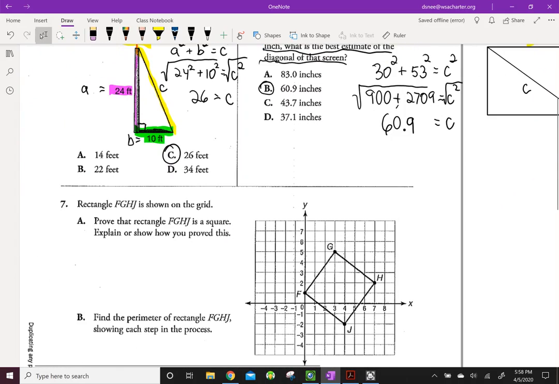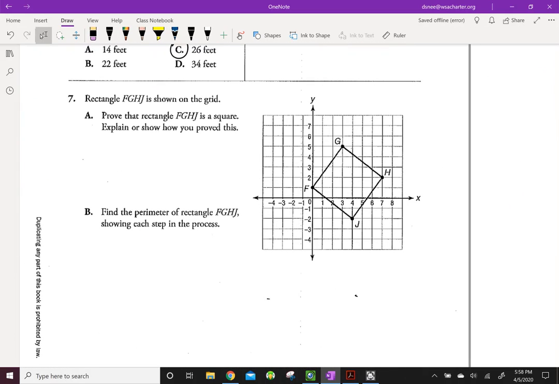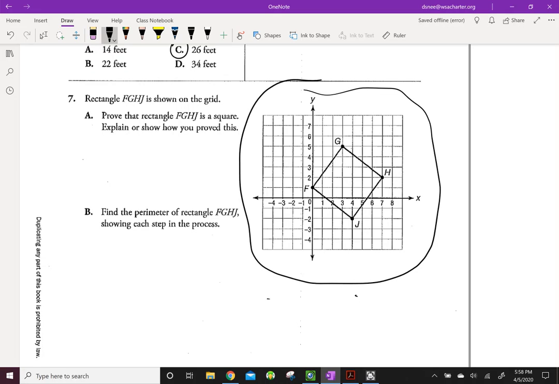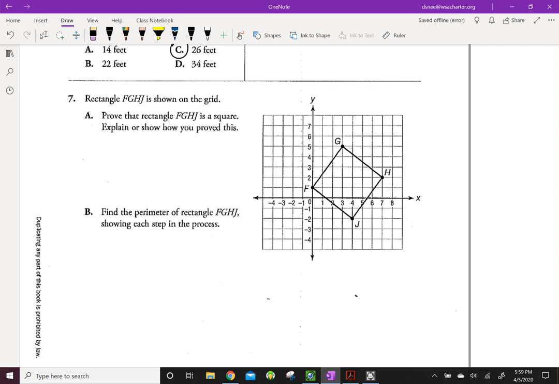Okay, we're going to go down to number 7. Number 7 says rectangle FGHJ is shown on the grid. So we've got this grid over here, right? And there's a rectangle, it's FGHJ. It says prove that rectangle FGHJ is a square. So I'm trying to prove that all 4 of those sides are an equal length. And it says explain or show how you prove this. Now, we remember from earlier, we remember the distance formula, right? The distance formula can help me find the length of each of these lines. It can help me find the length of FG because I know the coordinates of point F and point G, right?